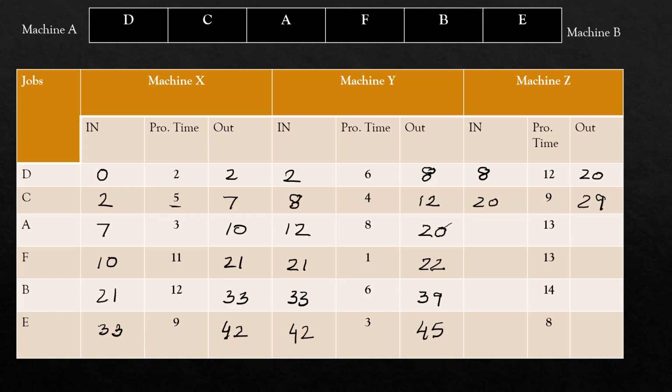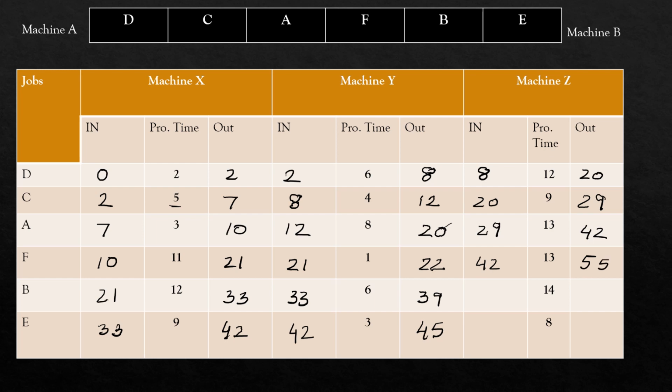Then it will take A only once it is free from C. So at the 29th hour plus 13 will give you 42 units of time. Again, F is already free at 22, but the machine is not free. So F will start getting processed on machine Z only after 42 hours, and it will take 13 more hours, making it 55 units of time.